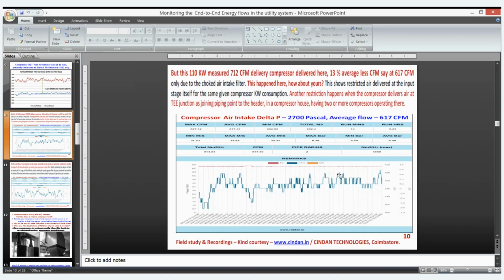It is a case study done by Synthen Technologies, Bangalore. You can see the 110 kilowatt screw compressor is supposed to deliver 712 CFM. That is the rated CFM, but at 2700 pascals with the choked filter, it could deliver only 6 hundred CFM. The graphs were taken for an hour, for a shift, for a day, and for months also. As and when the filter gets choked, the flow rate automatically drops. This is where we have to confirm.